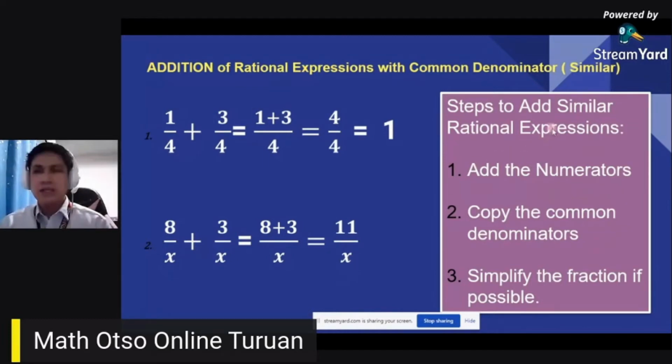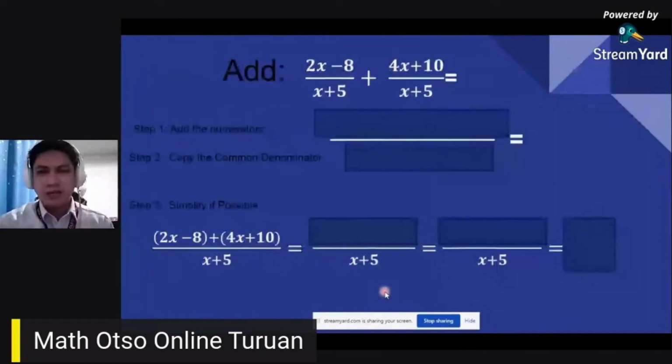So these are the steps to add similar rational expressions. Number 1, add the numerators. Number 2, copy the common denominator. And number 3, simplify the fraction if possible. Maybe you will say, sir, your example is too easy, it's just common monomials and fractions. So let's give a rational expression, with algebra now.